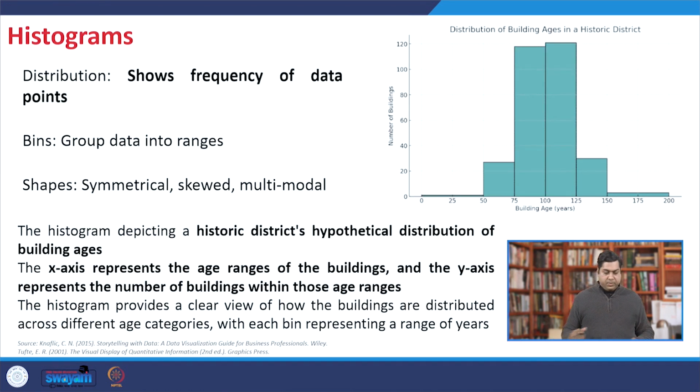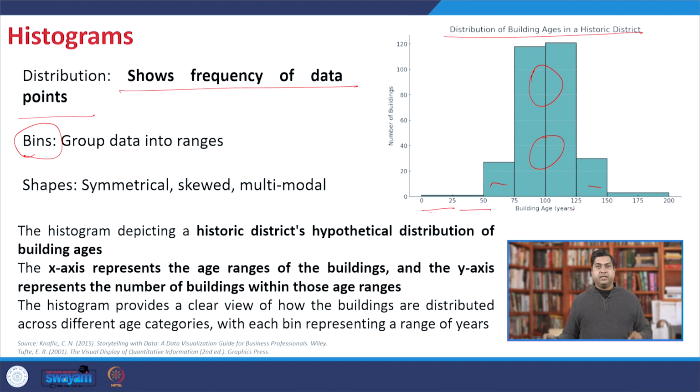Coming to the histogram, in this case it is also showing the frequency that we discussed last class also. It is a hypothetical example, again the distribution of building ages in a historical district. Where the buildings mostly between 75 and 125 have the maximum distribution, and then there are a few others as well. In this case, which is very important to understand, the bins or the ranges. So then decide upon that, 0 to 25, 25 to 50. So it is very uniform bins that have been created.